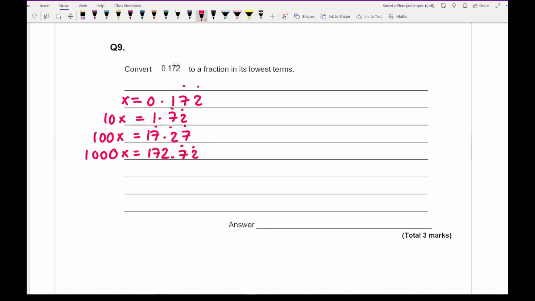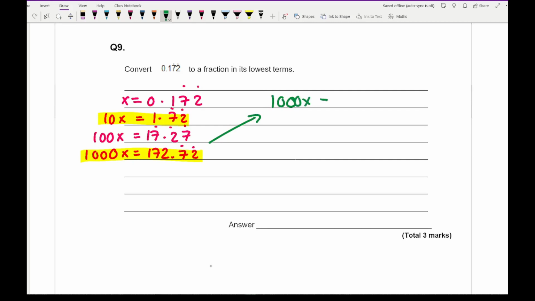172.72 recurring. Now, from this, the reason why we had to go a little bit extra is, as you can see, we're looking at the decimal numbers which have the same numbers after the decimal point. So what we have to use this time are these two equations. Now, it is possible you could have gone to 10,000 and that would be the same as 100x, but we're going to go for the simplest, quickest way of doing it, which is using those two lines.